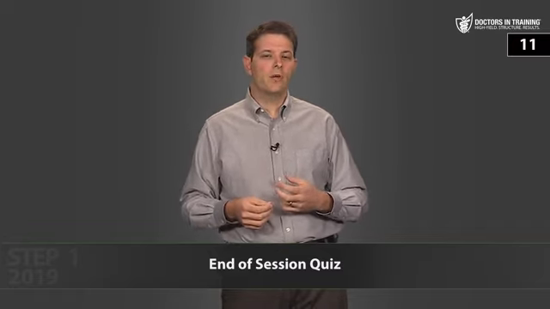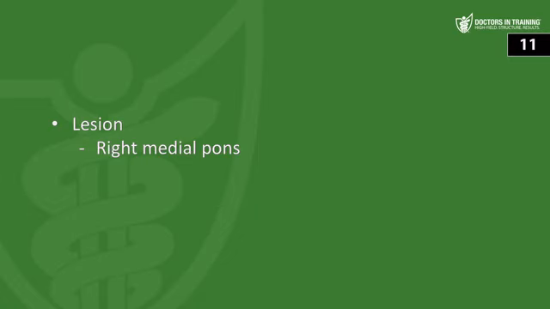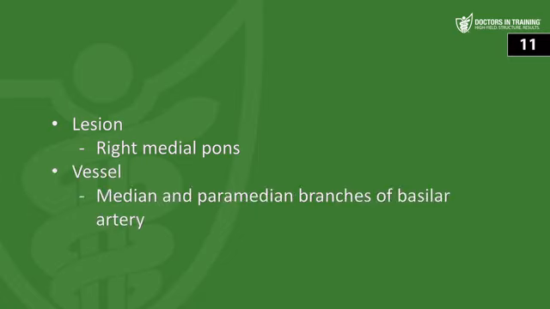Well, this patient has a right cranial nerve 6 palsy and involvement of the right corticospinal tract and the right medial lemniscus, so this is a lesion of the right medial pons. And the vessels that supply this area are the median and paramedian branches of the basilar artery.